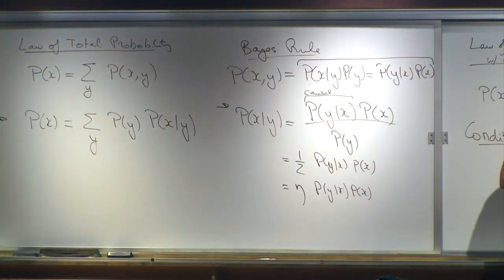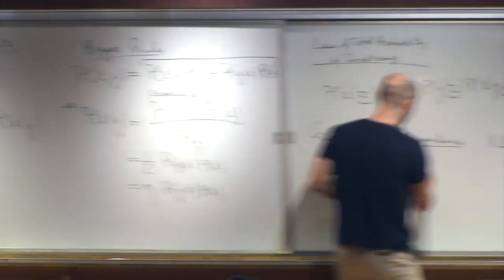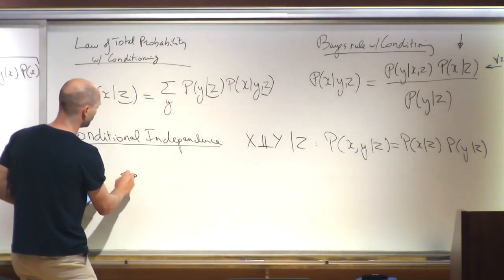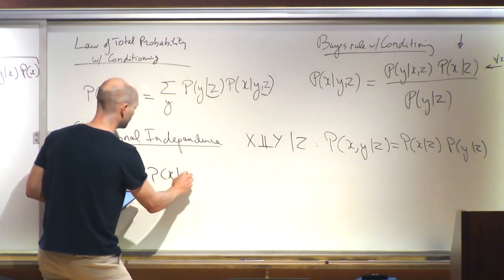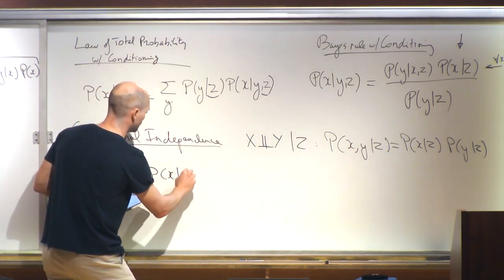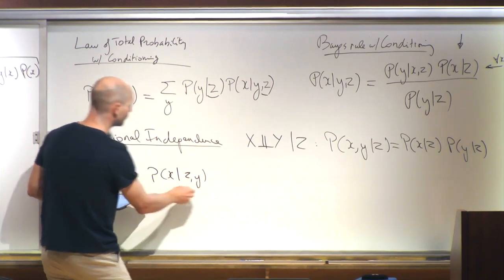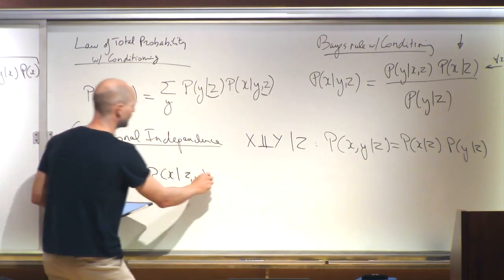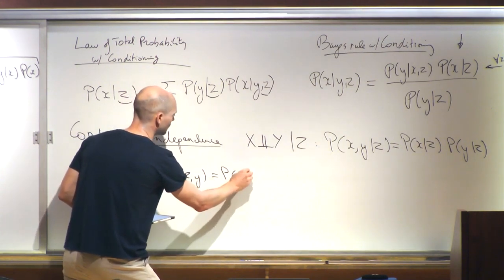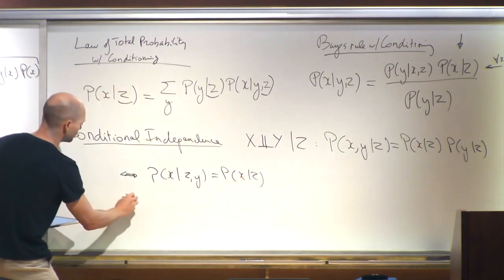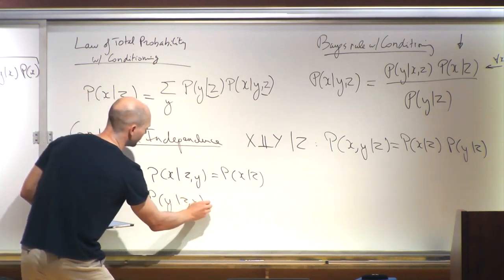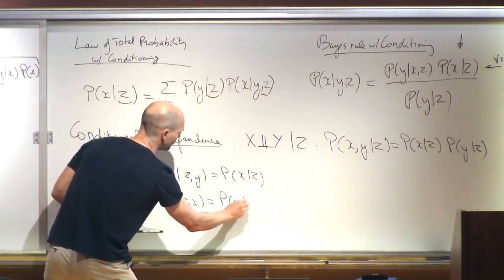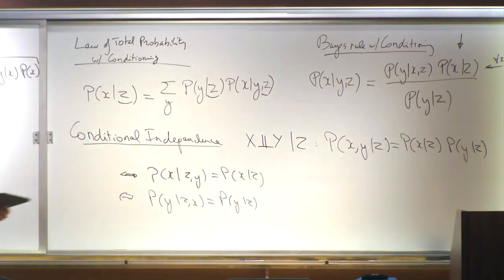This is also equivalent to writing, and often we'll see it that way, p of x given z and y, but once you know z, x is independent of y, being equal to p of x given z. And it's also equivalent to p of y given z comma x being equal to p of y given z, because once you know z, x does not tell you anything about y.